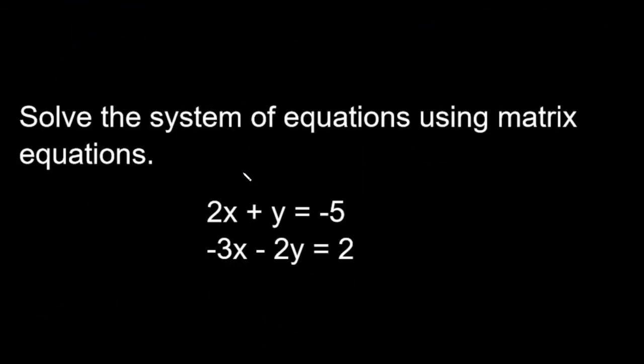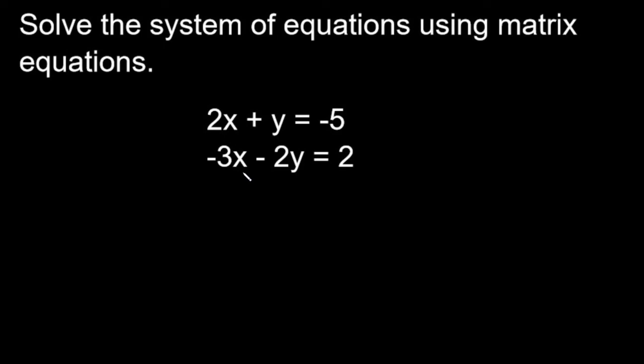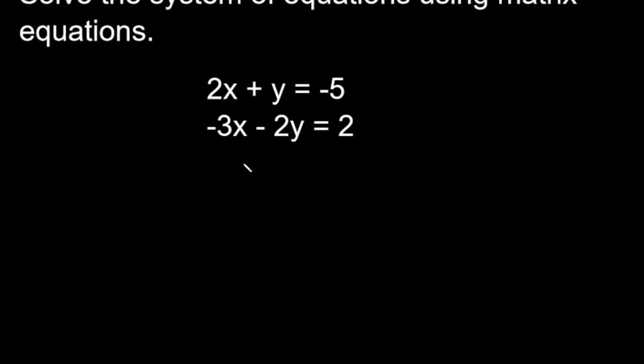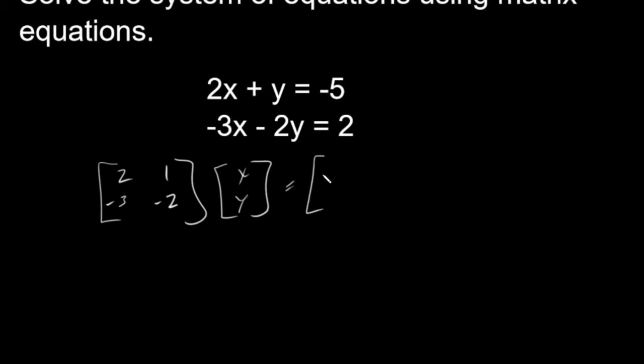So, let's go ahead and solve this system of equations using matrix equations. Let's see. I'm going to go ahead and set this up as a matrix equation. So in our first matrix, we have the coefficient matrix, and that is 2, 1, negative 3, negative 2. And that came from the coefficients. Then we have our variable matrix, and that is x, y. And then we have our answers, which is negative 5, 2. All right, so we now have our matrix equation: A, X, and B.